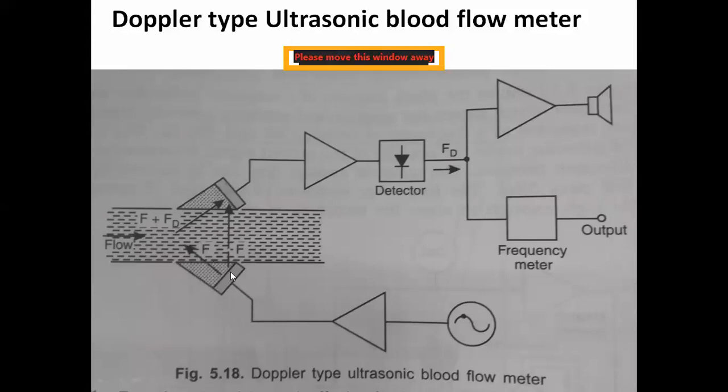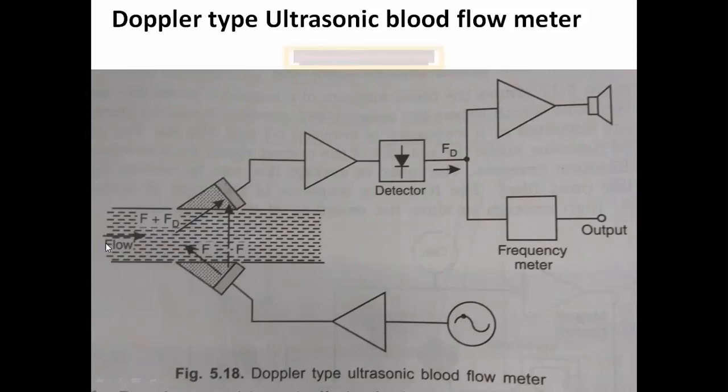piezoelectric material, or piezoelectric transducer. We can call it a piezoelectric transducer, which converts the applied input signal into the corresponding ultrasound signal, and that ultrasound signal will be applied to the blood vessel. Here this is the transmitter, and this is the receiver. In the place of the receiver also we have a piezoelectric transducer only. These two transducers will be placed opposite to each other with a blood vessel in between.